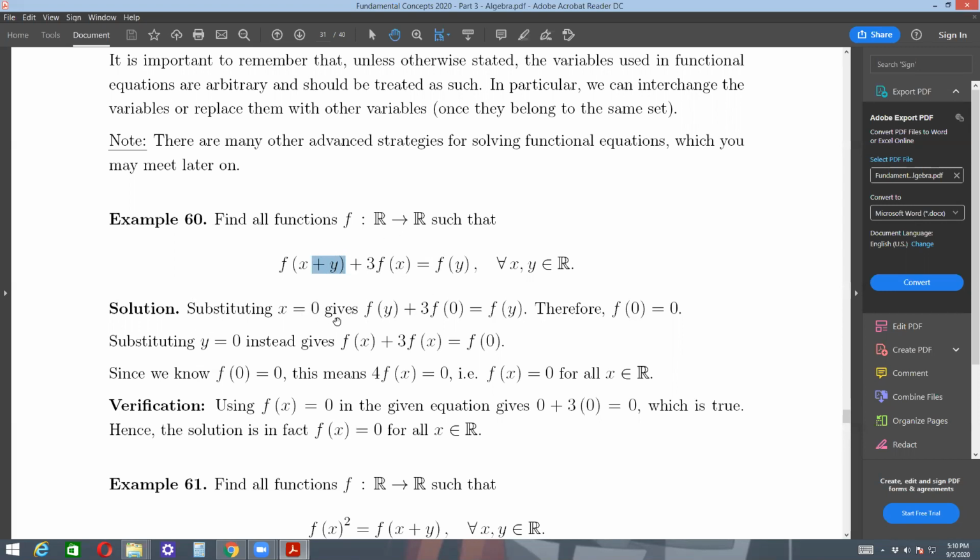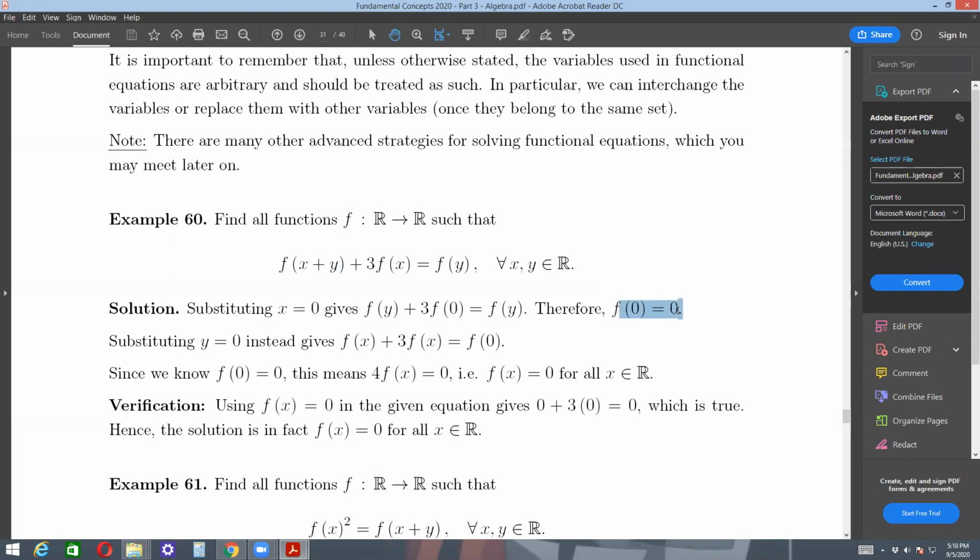Let me explain it this way. If I take x as 0, then I get f of y plus 3 f of 0 is equal to f of y, right? I can just subtract f of y on both sides and I get 3 f of 0 is equal to 0. So automatically f of 0 must be 0.